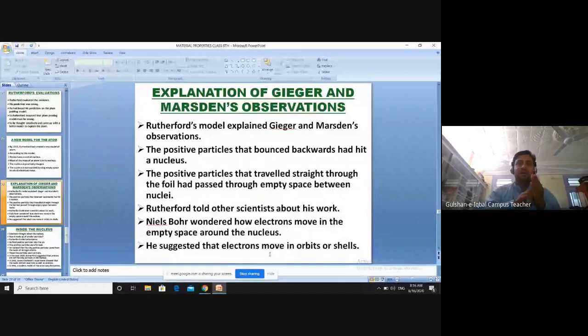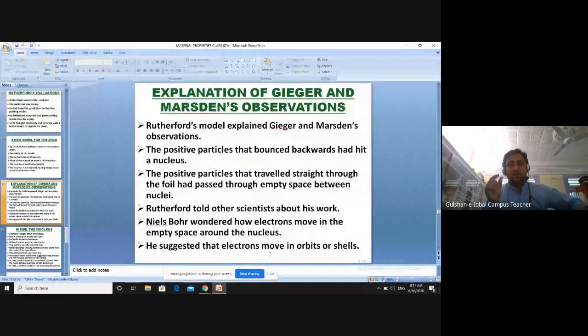Like you can see in the solar system, the planets revolve around the sun in a particular manner, in particular paths. Similarly, the electron revolves around the nucleus in particular shells. These shells are also known as orbits. So this was explained by Neil Bohr. The most authentic and most detailed model of the atom was given by Neil Bohr, which we follow until now.